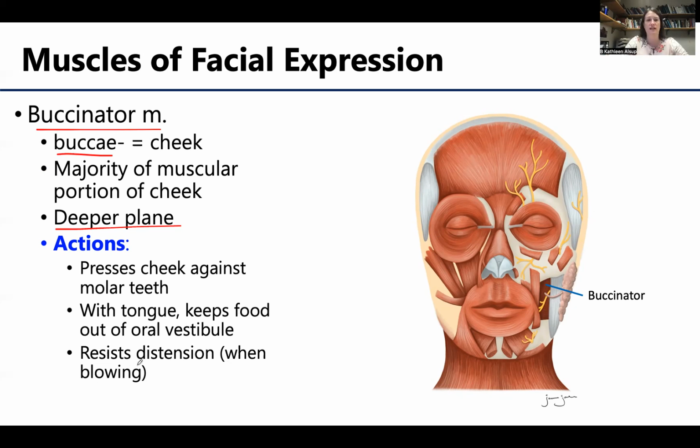It can resist distension, but really its major role is being able to press the cheek against the molar teeth. And that allows for, say, a food bolus to be able to go in the correct direction, towards the back of the oral cavity. So it's keeping food out of that oral vestibule and getting stuck in this region. So if this is paralyzed, then food would get stuck because that buccinator isn't working correctly.